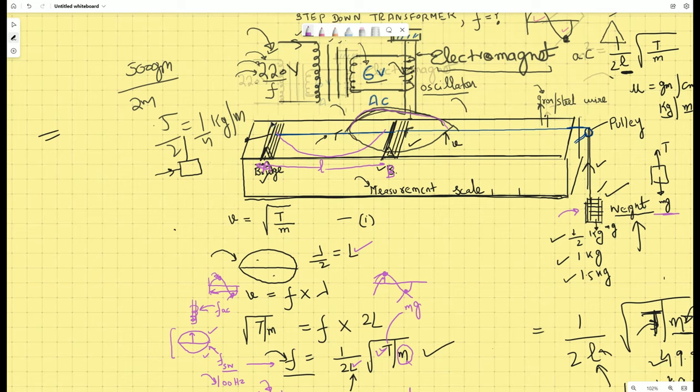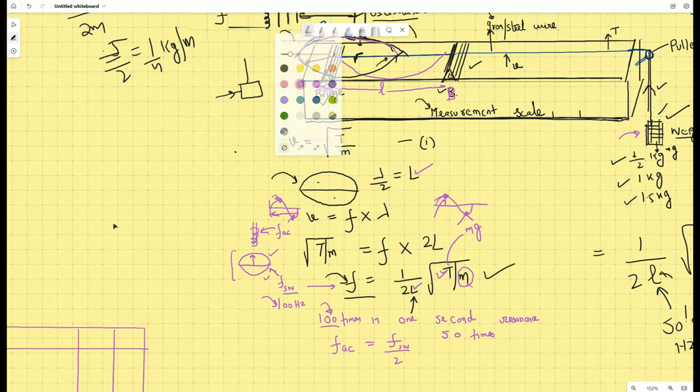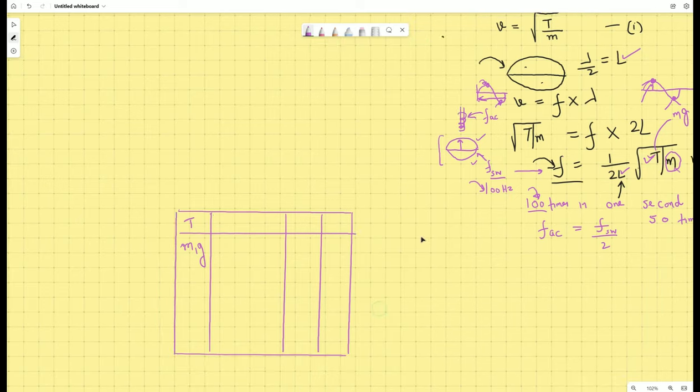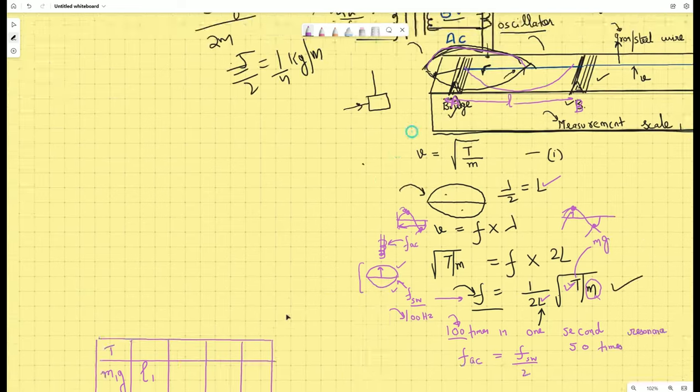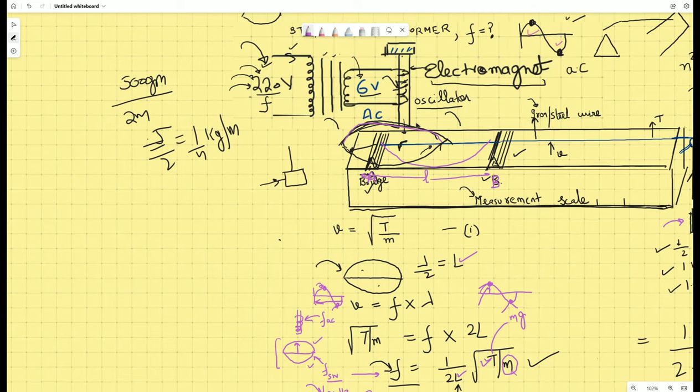This is the length at which the resonance happens by virtue of the weight. So let's go back and write the value of the weight. Weight we have written, let's calculate the length. Calculate the resonance length where you see the flip and flop. Do the experiment again with the same setup, okay?